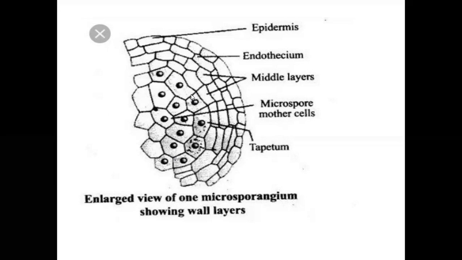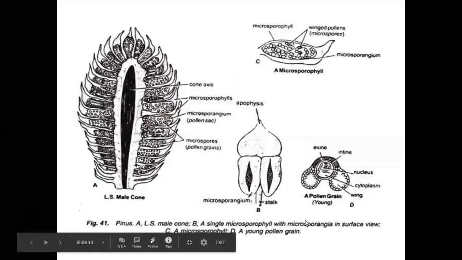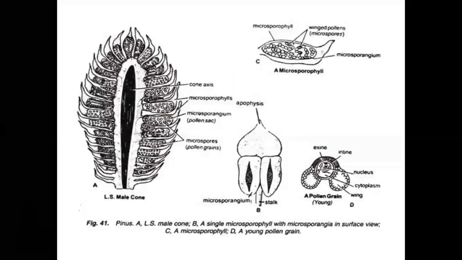Below this pollen wall or microsporangium wall are diploid mother cells. The diploid mother cells are called microspore mother cells. The microspore mother cell is in which condition? Diploid condition. Each microspore mother cell participates in reduction division to produce microspores. The microspores are the pollen grains. The microspores are also called pollen grains.